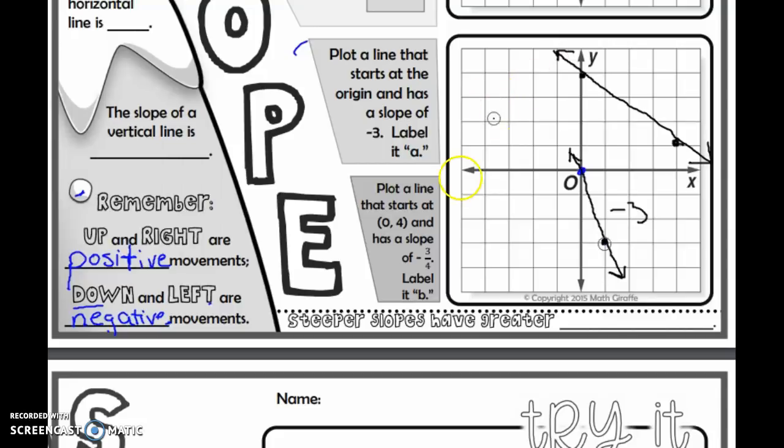Just don't forget, when we talk about fractions, the top number is the rise. The bottom number is the run. Please write this down. Hopefully your writing is better than mine. Okay. Good luck.